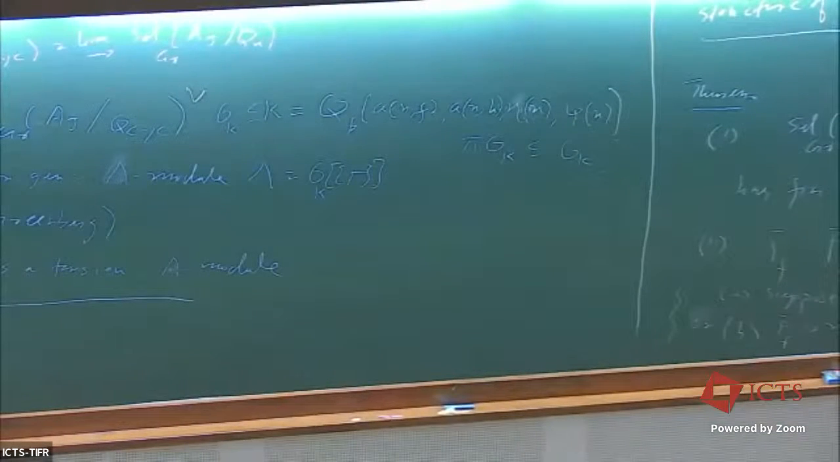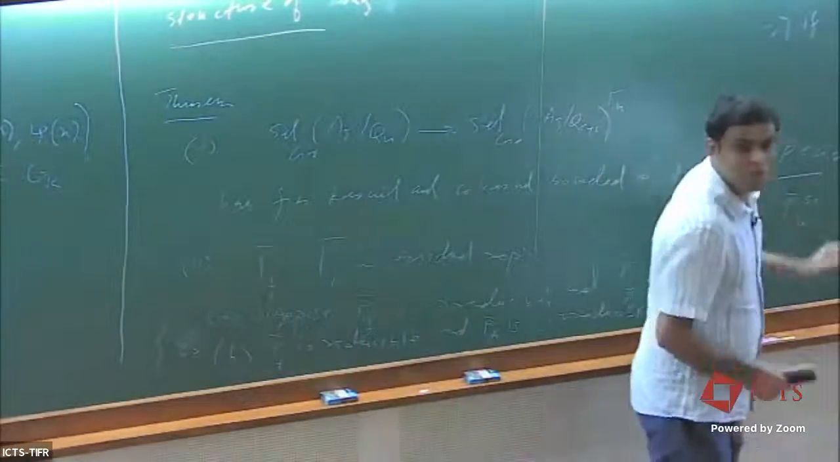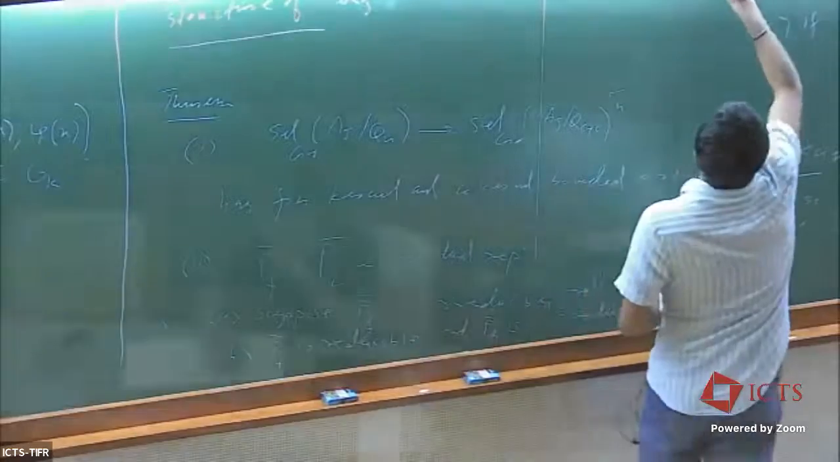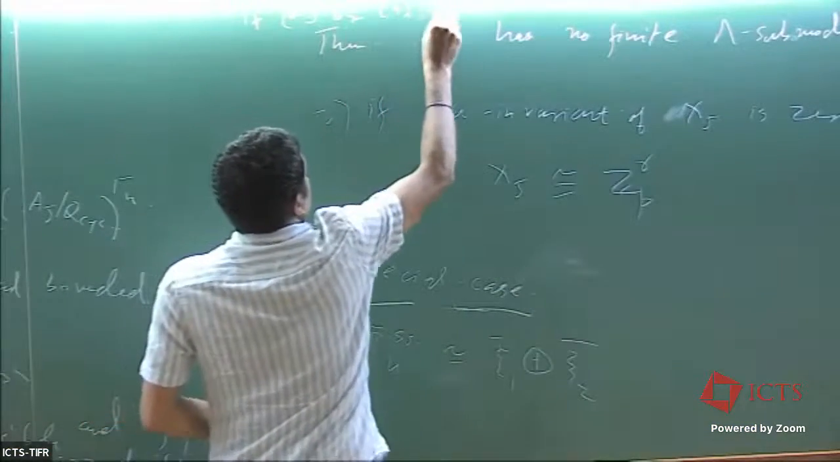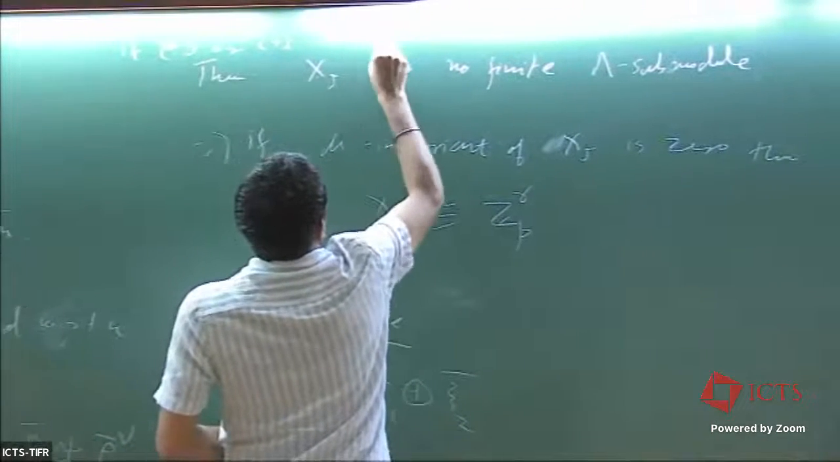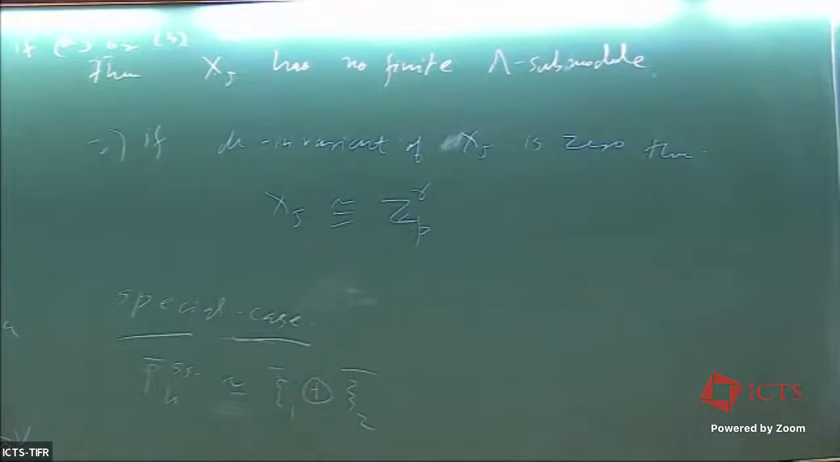Yes, so in the theorem, this A implies that XA has no finite submodule. This one here? Yes, if either of these holds, then this is true. Okay, so then, okay, so.